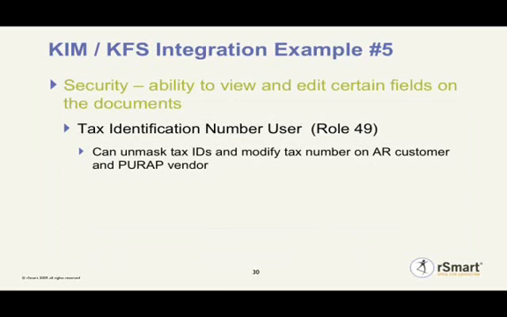The last example that I want to speak about would be the security enforced by KIM. We can mask certain sensitive information using the masking feature of KFS. For instance, there is a role called tax identification number user, role number 49, oh sorry, 49 if I can count. This can unmask tax IDs and modify tax number on AR customer and procurement vendors. So let's see how that works.